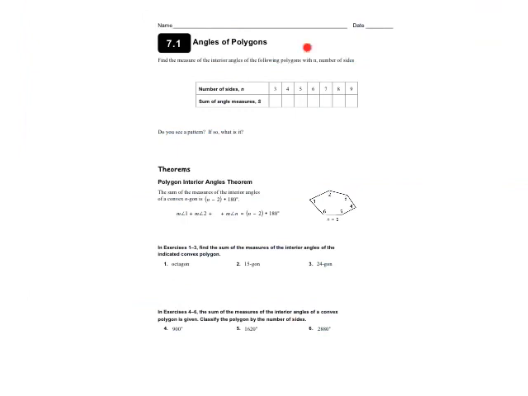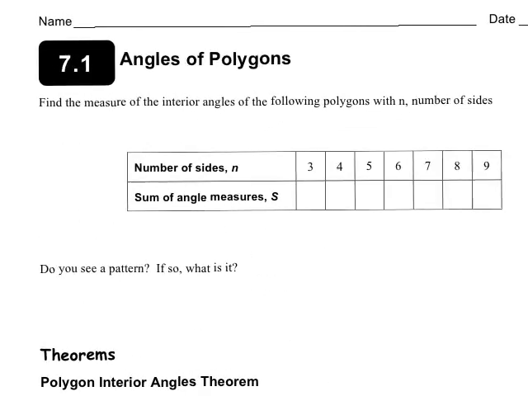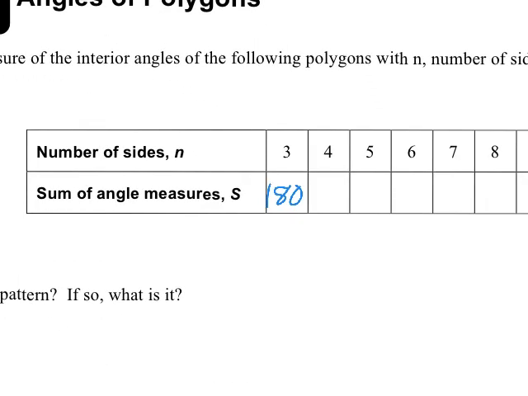Okay. Here we go. So looking at this top box, everybody should know that 3 sides makes a triangle, and everybody should know what the sum of all the angles inside of a triangle equals, right? What is it? 180. Okay, good. So we can fill that in. Do you guys know the sum of a quadrilateral with 4 sides? Yep, 360. Do you know 5 sides?